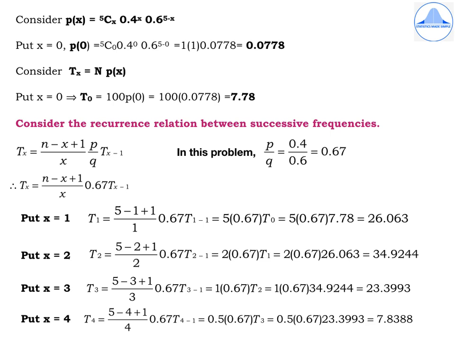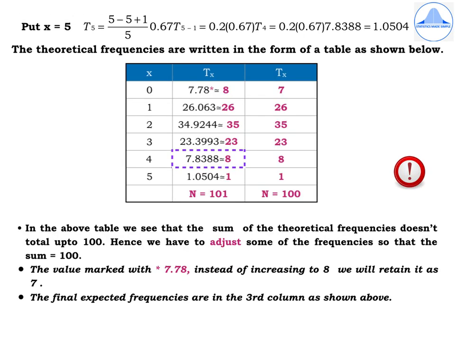In a similar manner, put x equal to 3. So you will get T3 is equal to 23.3993, and when x is equal to 4, we get T4 equal to 7.8388. Put x equal to 5. T5 is equal to 5 minus 5 plus 1 by 5, 0.67 T5 minus 1, which is equal to 0.2 into 0.67 into T4, and on simplification the value for T5 is 1.0504.